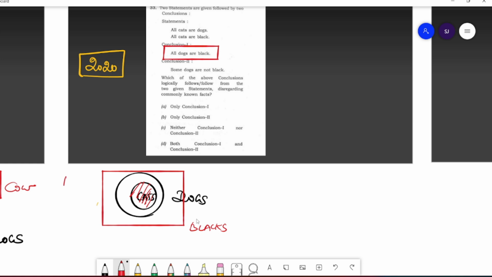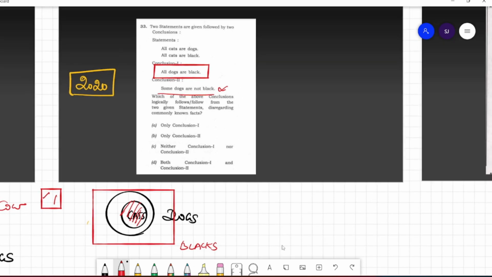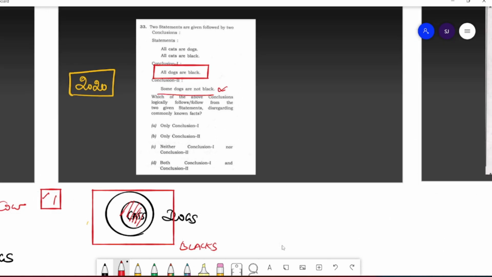From this diagram, statement 1 is true. And some dogs are not black. That is, some dogs are not black. From this statement, it cannot be said. See, from this statement it cannot be concluded that some dogs are not black, because the whole of dogs are black. But the first statement, all dogs are black, seems to be correct here.